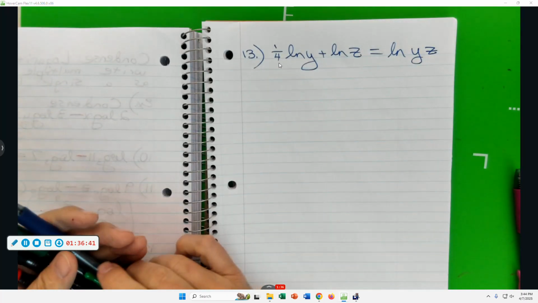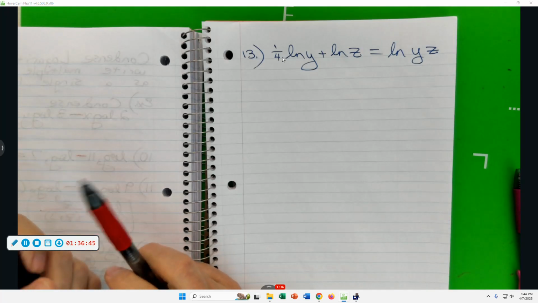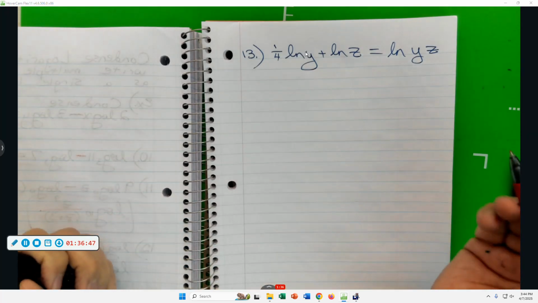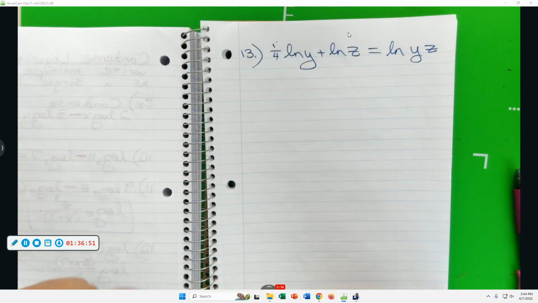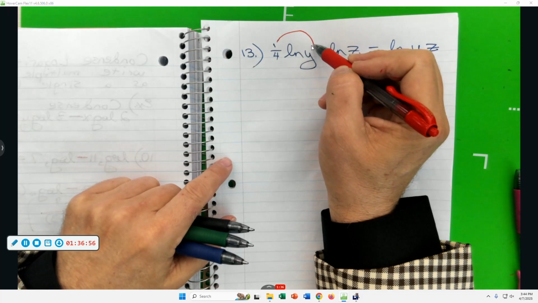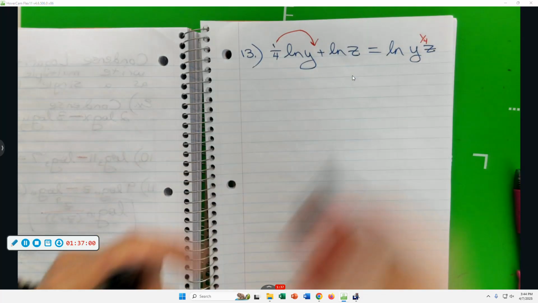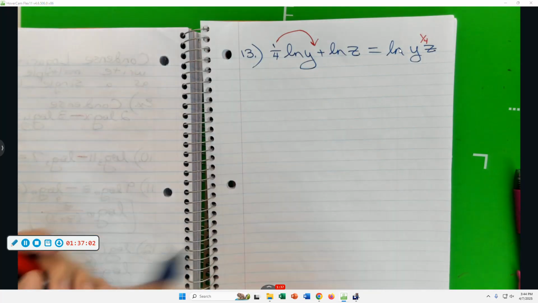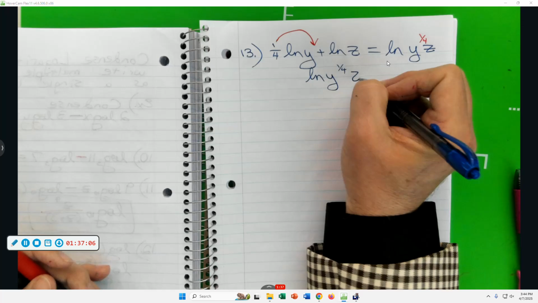Oh wait, the 1/4. Where does the 1/4 go? It's already in front of the logarithm. It's going to go backwards. It's going to go up there as an exponent on the y. So we have ln y to the 1/4 times z.